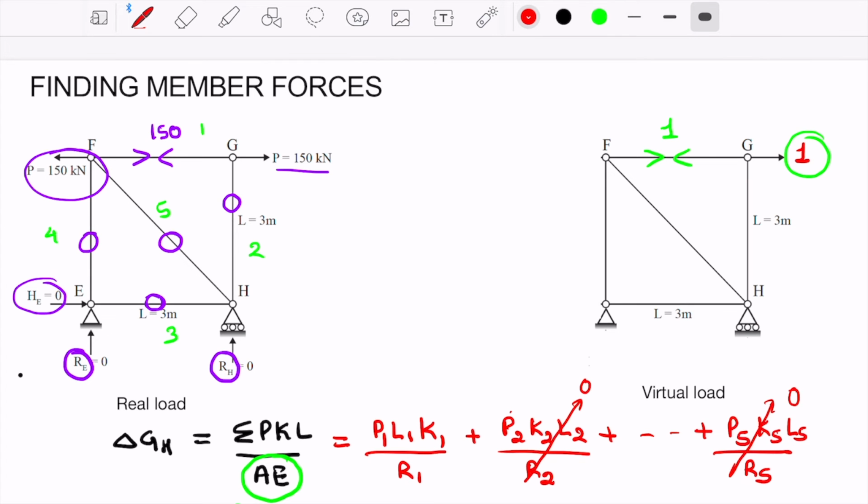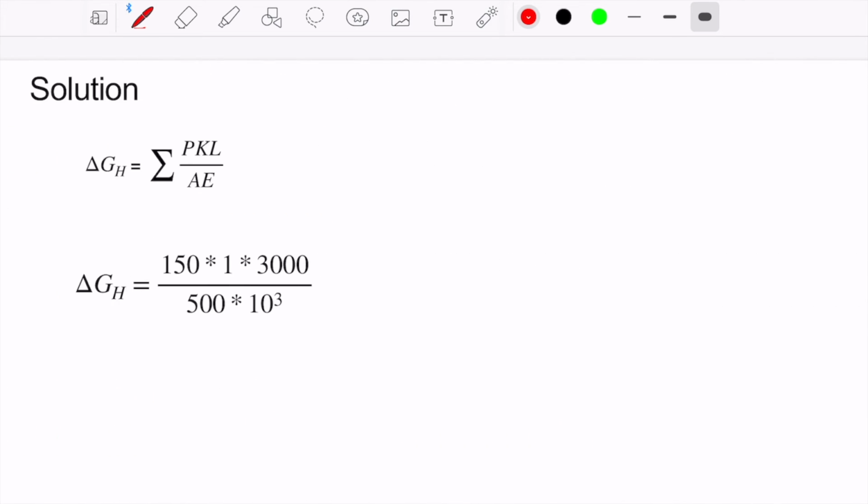Everything is done now. We just have to put all the values in the formula and find out the solution. Now the value of delta GH will be simply P1 K1 L1 by R1. All the values are given to us. So delta GH will be equal to 0.9 mm.